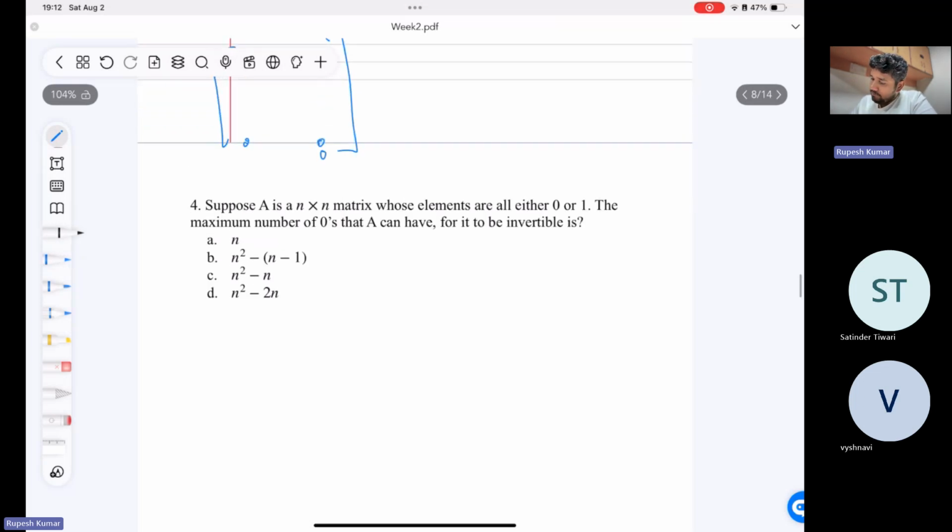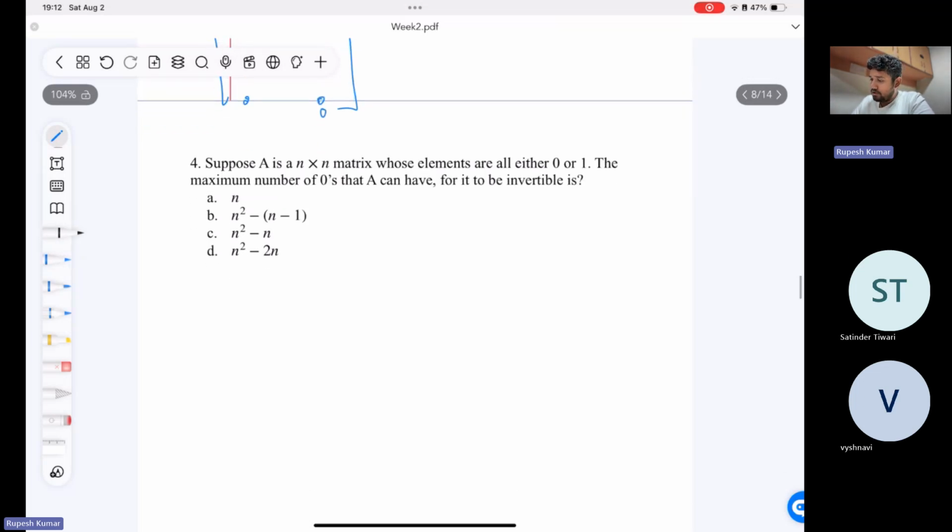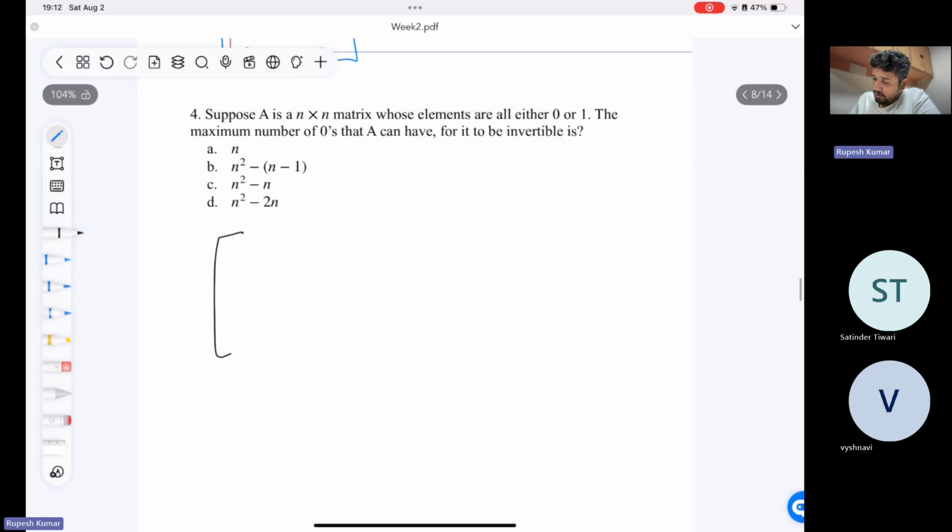Let's move on to question number 4, right? Suppose A is an n cross n matrix whose elements are all either 0 or 1. The maximum number of zeros that A can have for it to be invertible, right? The basic problem. A is an n cross n matrix.